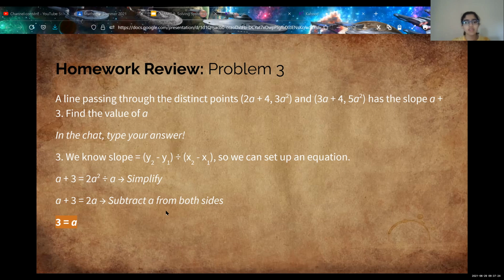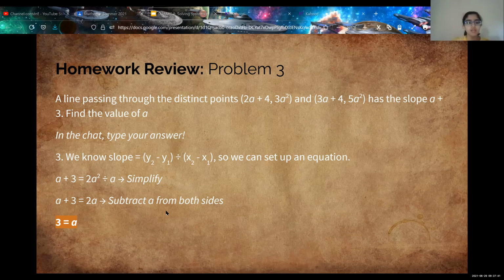I still don't really get this. What do you not get? The beginning part, I get the rise over run, but then the a plus 3 equals 2a squared over a, I did not understand that part.